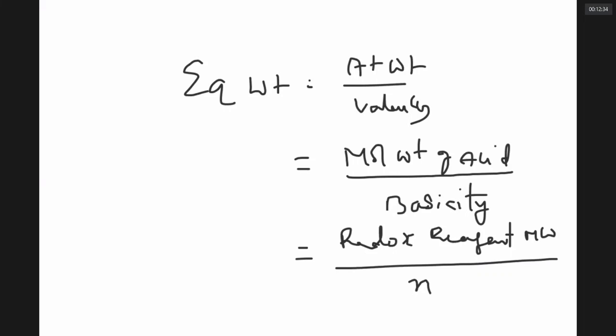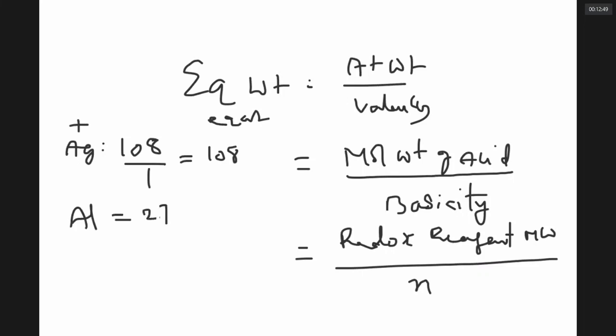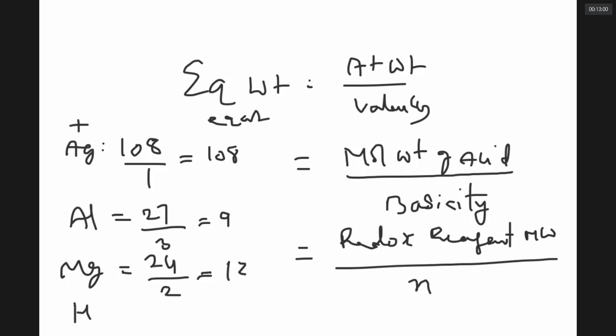For example, the equivalent weight of silver is its atomic weight 108 divided by its valency 1. The equivalent weight of aluminum is its atomic weight divided by usual valence of aluminum 3, that is 9. The equivalent weight of magnesium is atomic weight divided by its usual valency 2. The equivalent weight of hydrogen is atomic weight divided by its valency 1. Any difficulties there? The equivalent weight of oxygen is atomic weight divided by its valency 2.